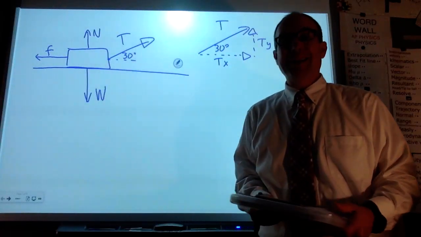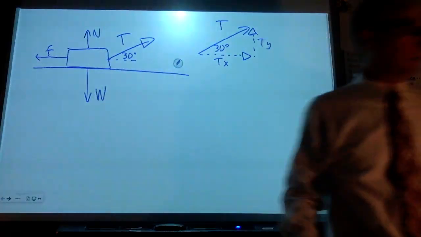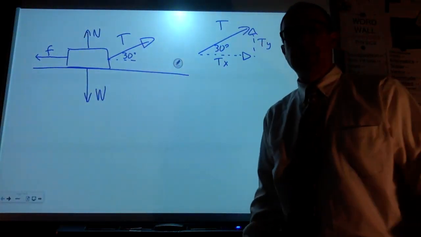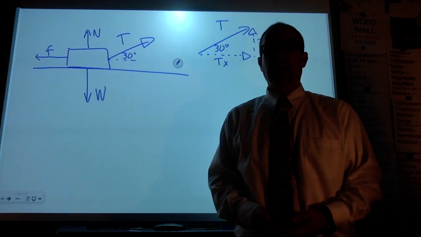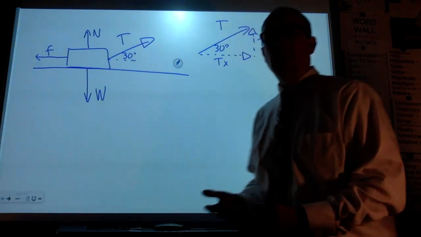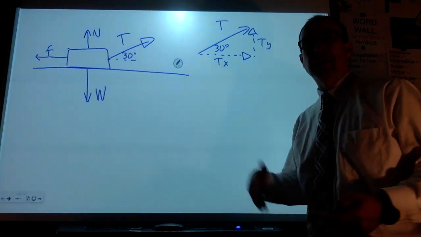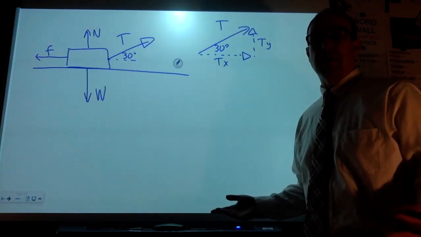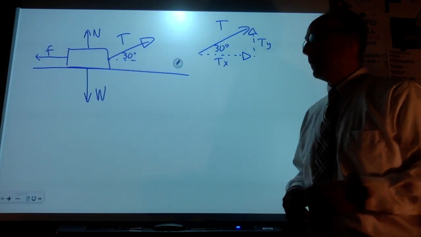Now I want to write these in terms of T. I don't want to just leave them as Tx and Ty. Why? Because Tx and Ty aren't real. They're made up to help us solve this problem. So if I can explain them in terms of T, maybe I can solve for something else in our problem.